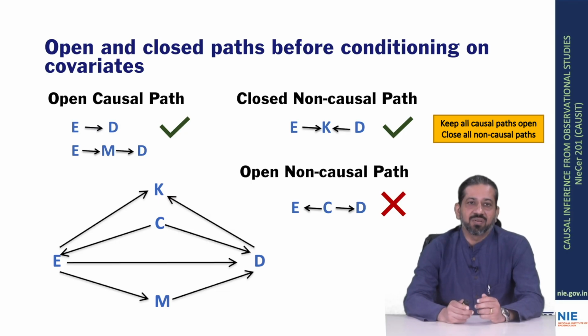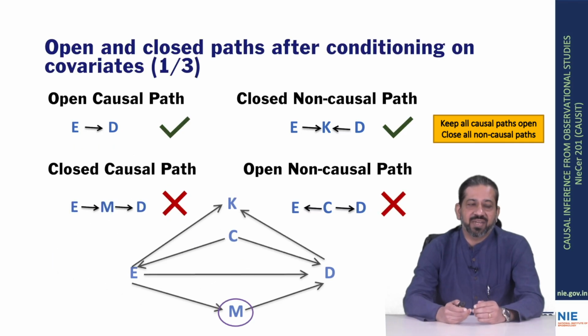Now let us see how the state of the paths changes if we start conditioning or adjusting for the covariates. Let us start with, let's say, we adjust for the covariate M, right? For that, we designate it by putting a circle around the variable M. And now, what has this resulted in? We had two open causal paths before we conditioned on M, ED and EMD. After conditioning on M, ED still remains open, which is what we want. However, because of conditioning on M, we have closed the causal path EMD, which is against the rule of the game, where we say that we need to keep all the causal paths open. However, this does not affect our non-causal paths. So EKD remains closed and ECD remains open.